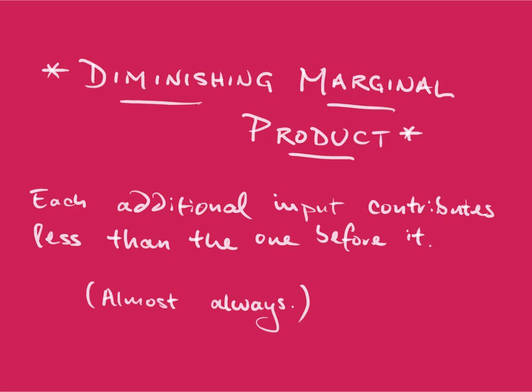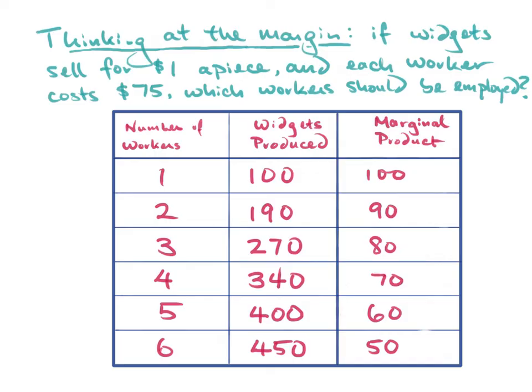This is an important concept in economics. Firms typically have diminishing marginal product. Again, that means that each additional input contributes less than the one before it. If that were not the case, then we would see most industries just collapse into a single firm. Let's return to that table showing the production function and the marginal product of each worker.